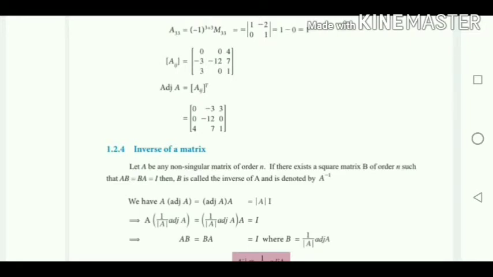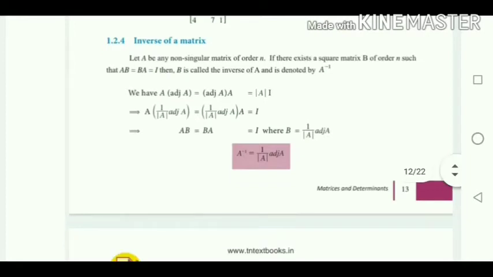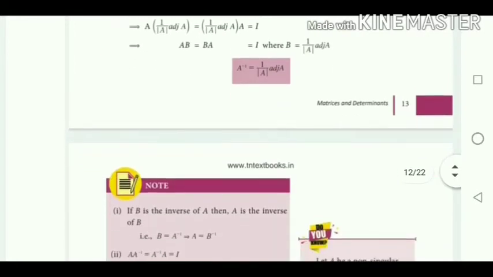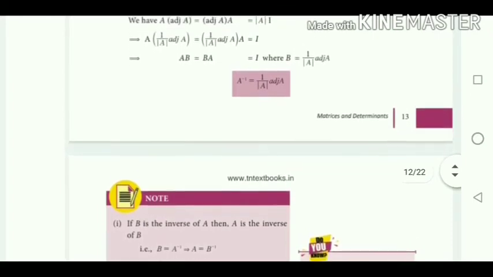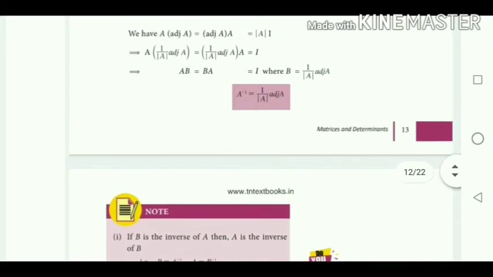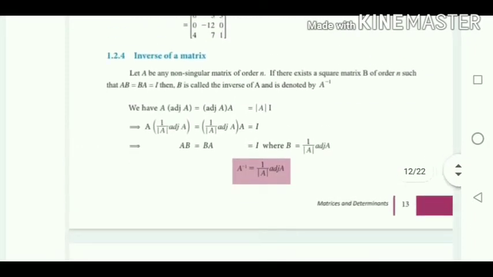Okay. Now we are going to see about the inverse of A. For the inverse of A, first you find the determinant of A, then the adjoint of A. Then apply the formula: A inverse equals 1 by determinant of A into adjoint of A. So you find the determinant of A. Here one condition is given: the determinant of A does not equal 0. Then only A inverse exists.